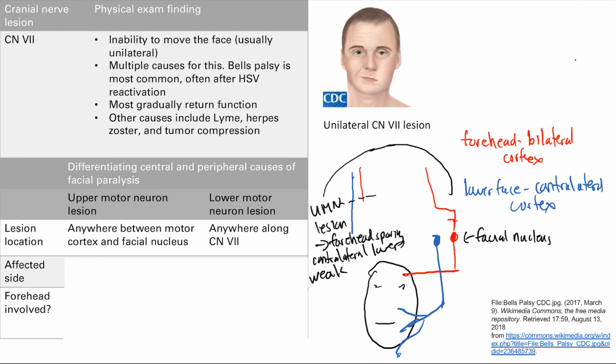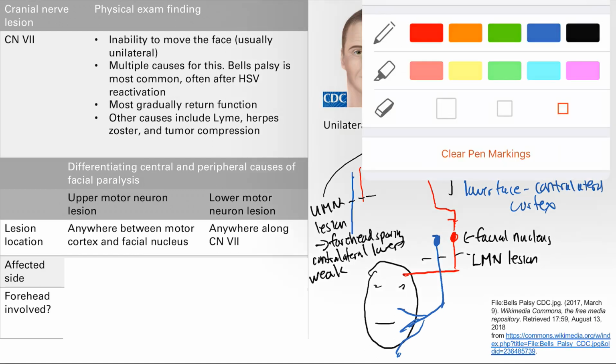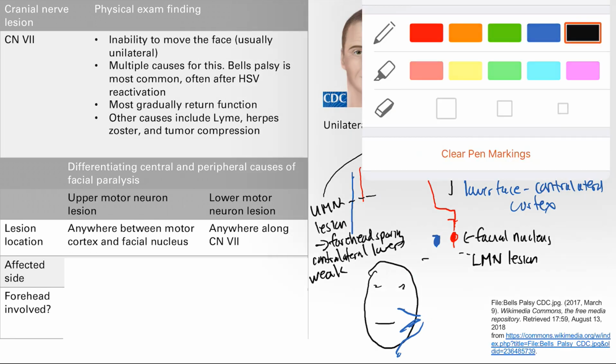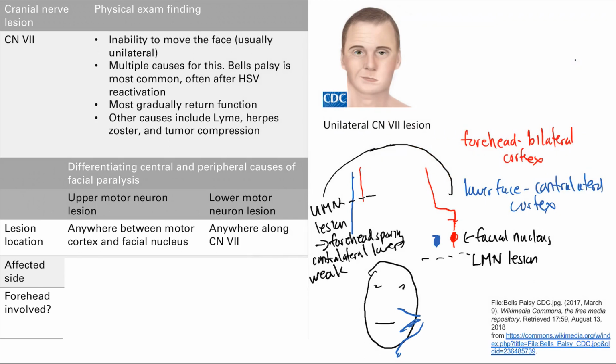Now we're going to take a look at lower motor neurons, and this is anywhere along cranial nerve 7, so past the facial nucleus. So let's do a cut right here. Lower motor neuron lesion. If we cut there, we're going to take out this nerve, and we're going to take out this nerve. Keep that cut. So is the top of the face going to work? No. Is the bottom of the face going to work? No. And this is all ipsilateral to the lesion, so it's going to be ipsilateral facial weakness.